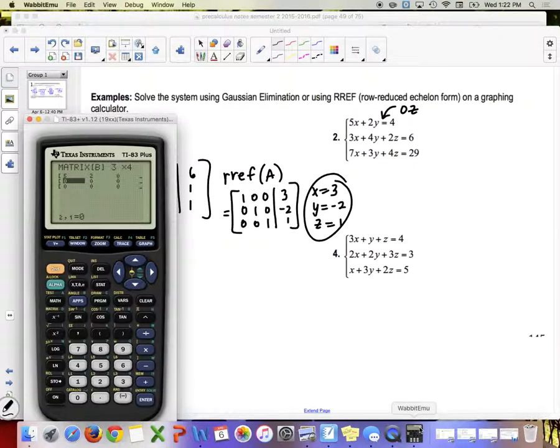All right, so then do the next row. So we have 3, enter, 4, enter, 2, enter, 6, enter. 7, enter. 3, enter. 4, enter. 29, enter. Okay, you guys got it all in?